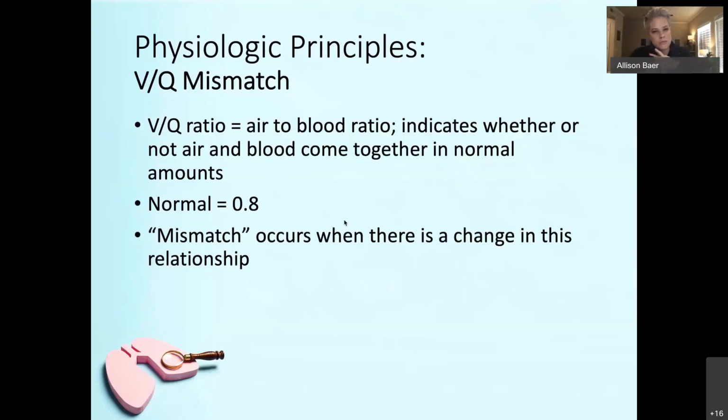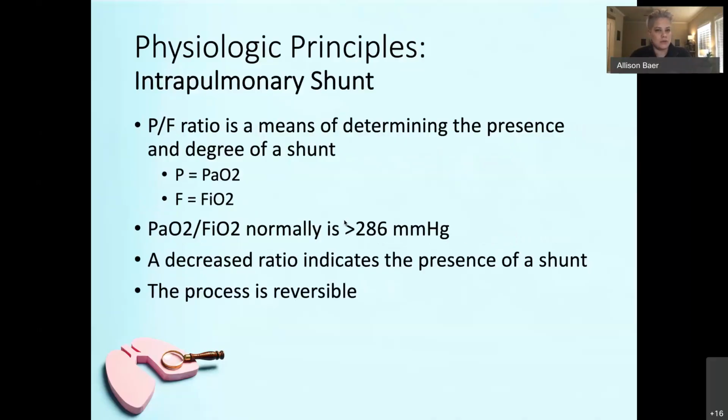So a normal VQ ratio is 0.8, and this is due to changes in gravitational flow and just the way the blood flows, but usually you want it to be 0.8. And if you hear about a VQ mismatch, it's because there's some kind of change in that relationship. Either you have not enough ventilation, not enough airflow, or not enough perfusion. So it can be for either of those things, and you want to figure out what it is and why before you can figure out how to fix it.